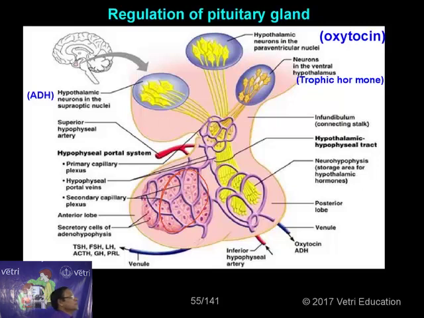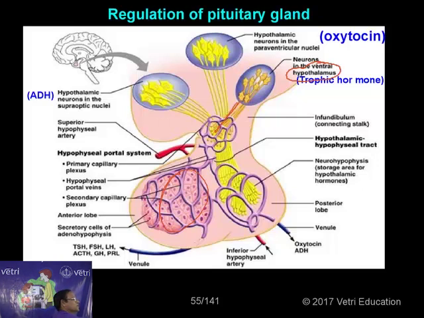Now in the hypothalamus, we have some nuclei, the neurons in the ventral hypothalamus. They release some secretions. These secretions may be an accelerating factor, called the releasing factor, or an inhibiting factor. So for every hormone of the adenohypophysis, there is one releasing factor and one inhibitive factor. These are secreted by the neuronal cells of the hypothalamus, and they are transported through the circulatory system.